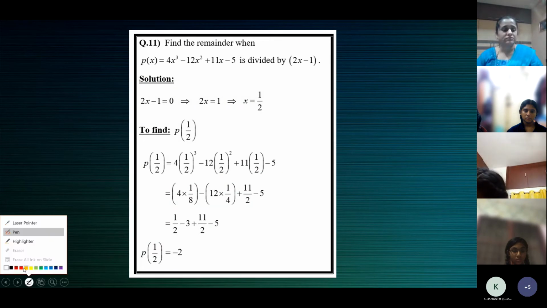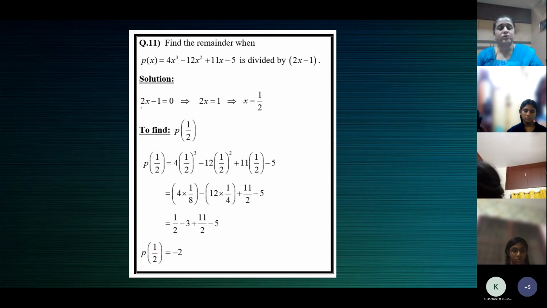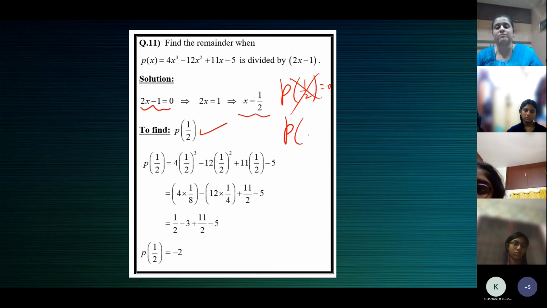So when you divide 4x cubed minus 12x squared plus 11x minus 5 by 2x minus 1 using the long division, whatever remainder you get, the same thing you can get using the remainder theorem in less time. So equate 2x minus 1 to 0. You get x is equal to 1 by 2. You should find p of 1 by 2. It is not p of 1 by 2 is equal to 0. It's not that. You should find p of 1 by 2.